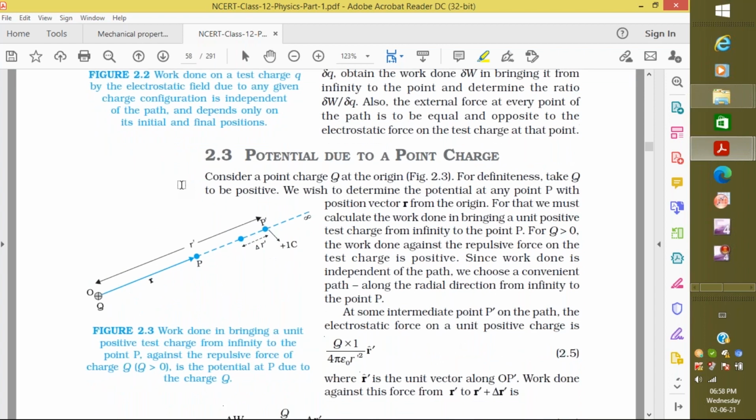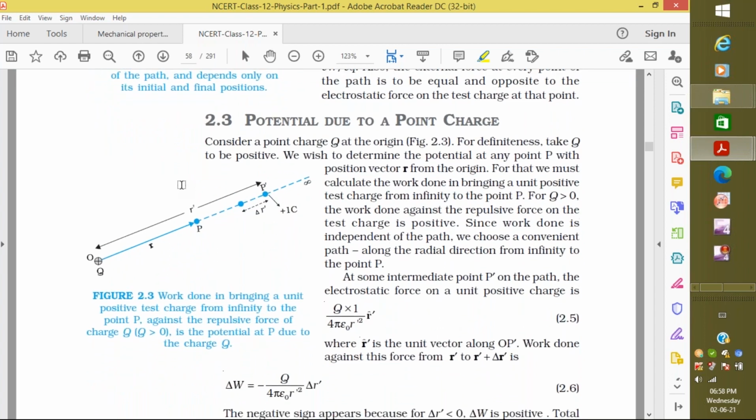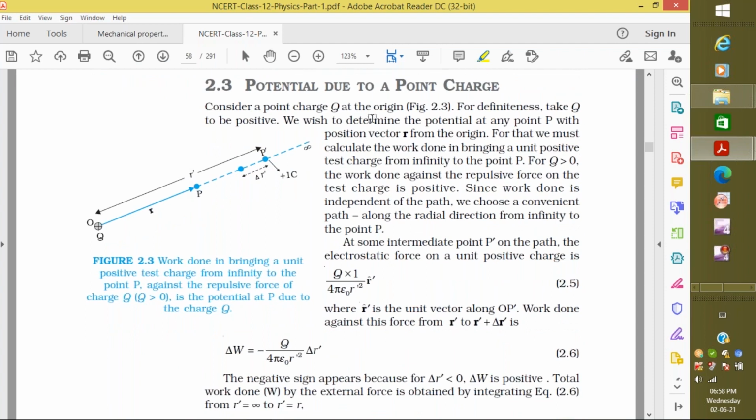So look here, we now have to calculate the potential due to a point charge. So how to do that? Consider a point charge Q, which is situated at the origin O here. The same example I took in the beginning. For definiteness, let us take Q to be positive, and we want to determine the potential at any point P, which is at distance r away from Q.